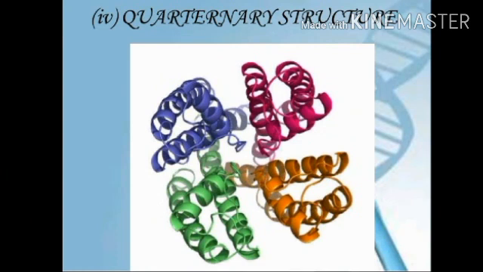When two or more polypeptide chains fold upon themselves and join with each other to form a complex protein structure, this is called quaternary structure, as we see in the hemoglobin molecule. Here 4 chains are present, 2 molecules each.